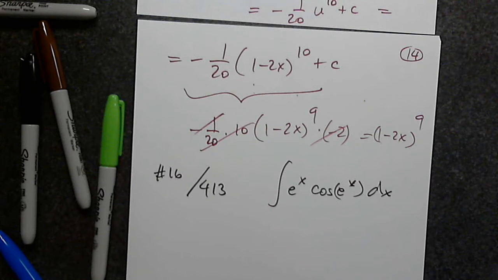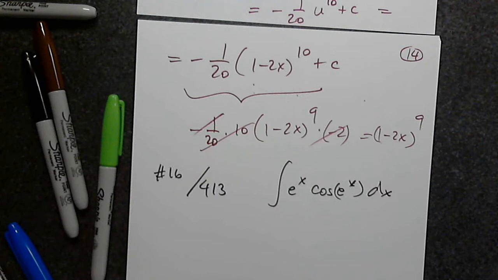I look at this function, e to the x times cosine e to the x, and I say, well, I don't really like e to the x inside cosine. It's a function composition. It's difficult to deal with. So then I'll say, what if I denote what by what?